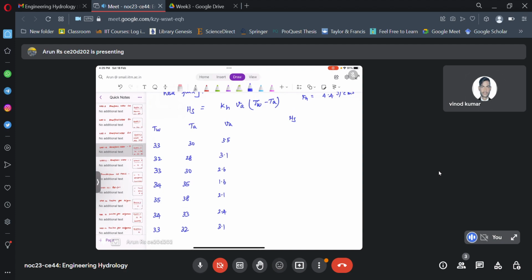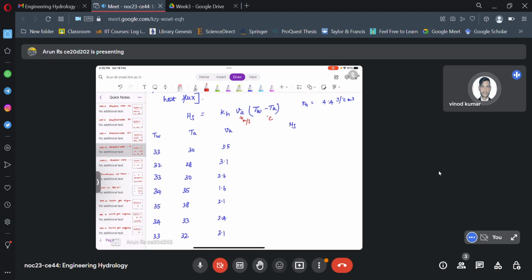So it's just direct multiplication. There is no change in the unit. It's all standard units only. So your temperature will be in degree centigrade, this will be in meters per second, and constant in terms of the given units. So you will get your sensible heat as 46.2, 54.56, 34.32. You are getting some negative term.